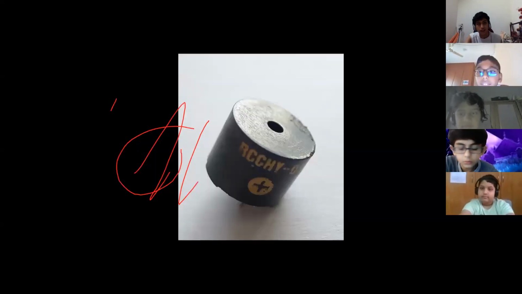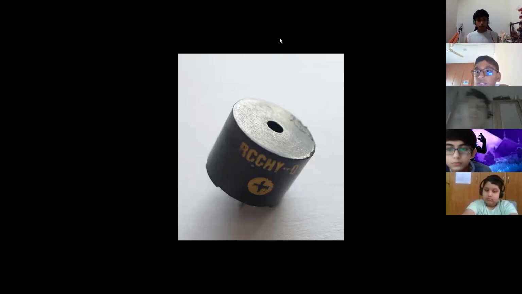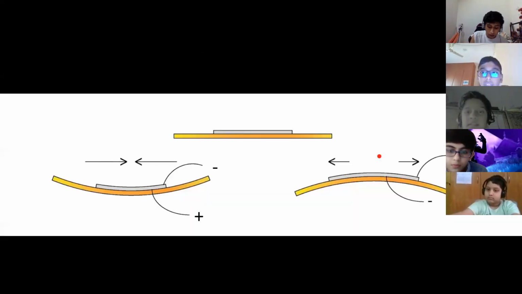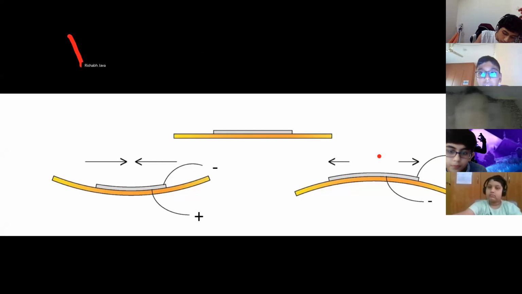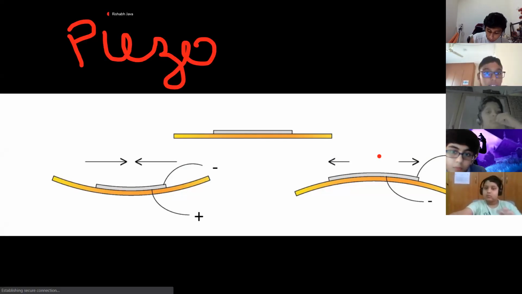for a minute because it is something interesting. Okay, so this is, as you'll know, a buzzer, and inside the buzzer we have something called a piezo disc. A piezo disc has two parts. One of them is a copper plate.